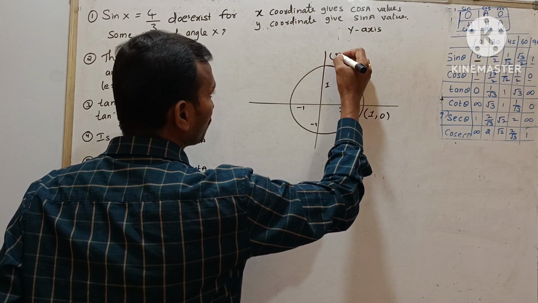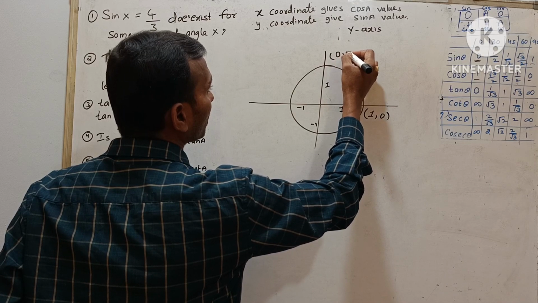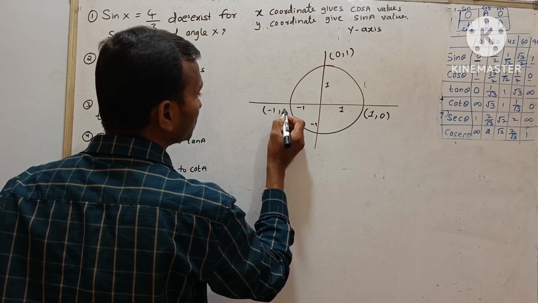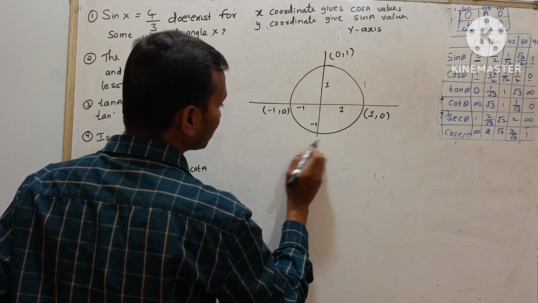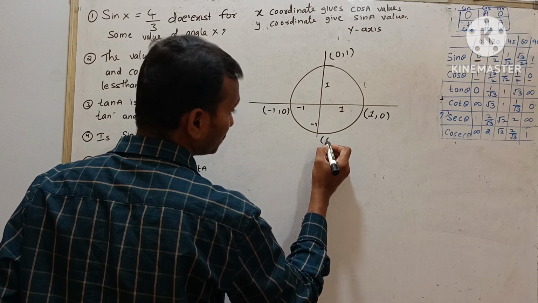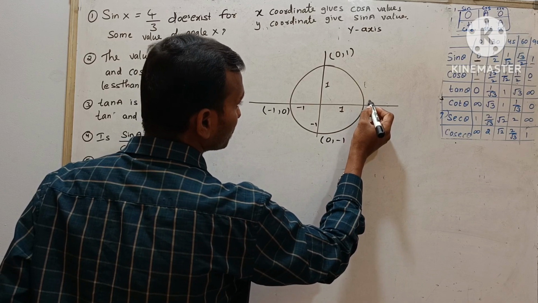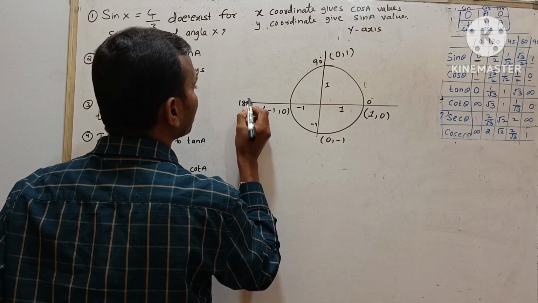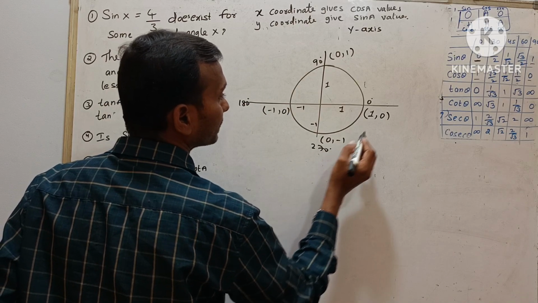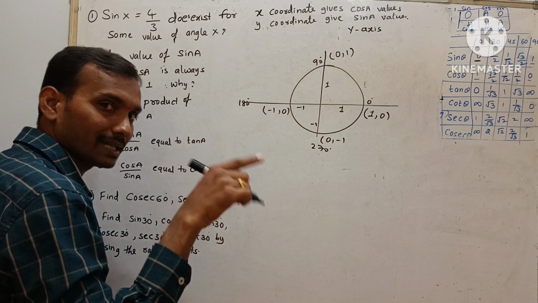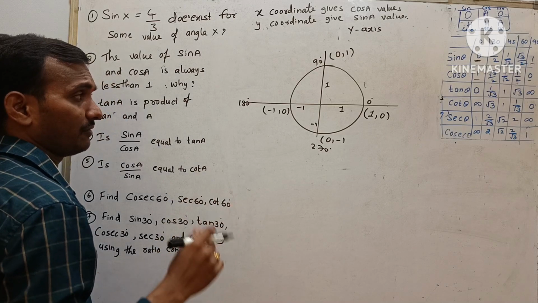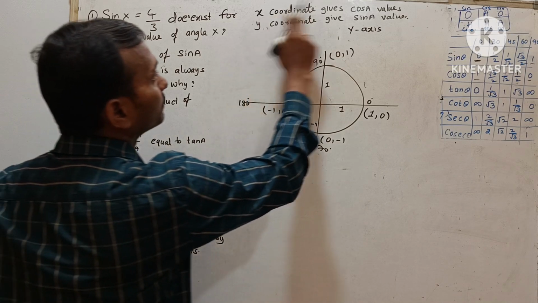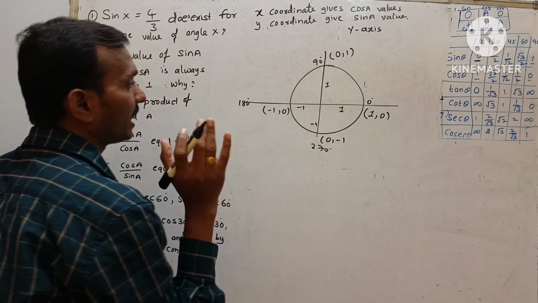On y-axis, x coordinate becomes 0. It becomes 0 comma 1. On x-axis, y coordinate becomes 0. So here on y-axis, x coordinate becomes 0. So now this is 0 degree, this is 90 degree, this is 180 degree, this is 270 degree. So in the starting itself, we derived that x coordinate will represent cos value, y coordinate will represent sine value.